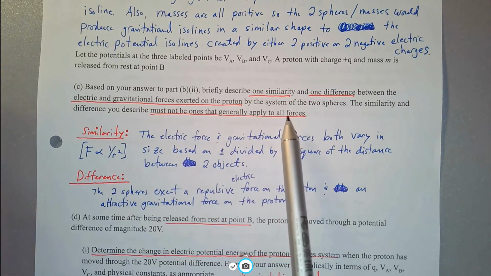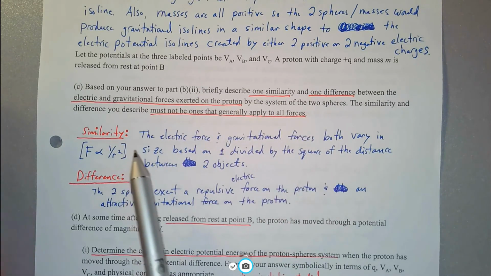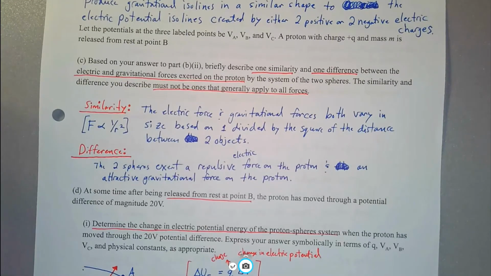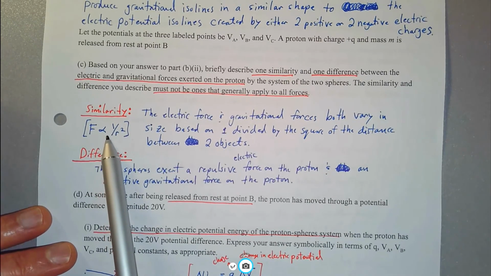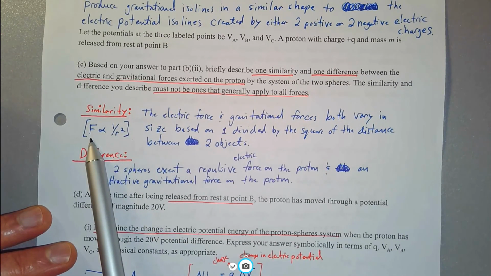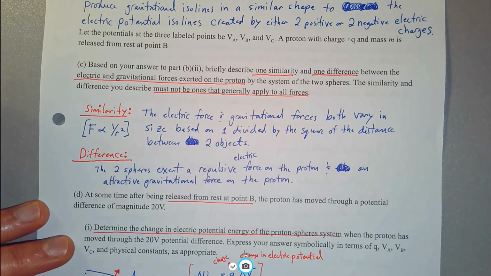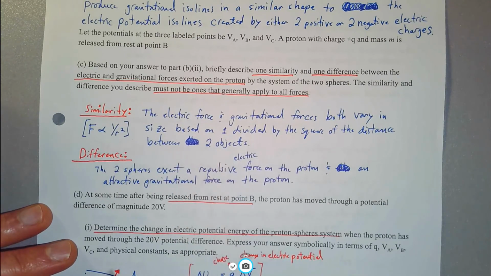So, what generally applies to all forces? Well, forces cause accelerations, or forces can do positive and negative work. That's true for all forces. We're zeroing in on the similarities and differences specific to the electric and gravitational forces. So what's a similarity of these two forces that's not true of all forces? Well, it's this 1 over distance squared relationship: the size of the force, whether it's the gravitational force or the electric force, is proportional to 1 over the square of the distance. So that's the same between both of those forces when you're talking about the size of the electric force or the gravitational force between two objects.